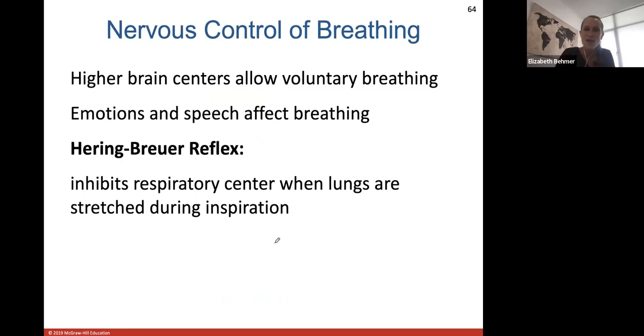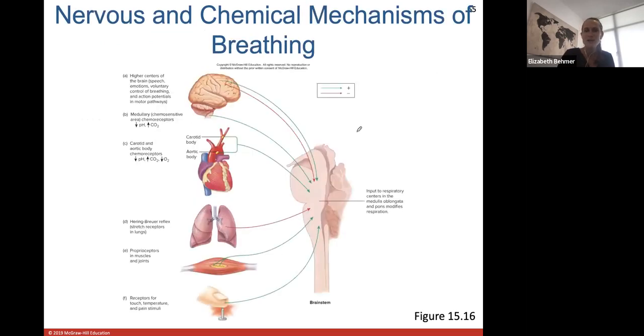More nervous control of breathing, that you have a higher brain center that allows for voluntary breathing so that you can control and think about on your own. So when you want to hold your breath underwater, you can take that voluntary deep breath in. Emotions and speech can affect breathing. And we have what we call a Hering-Breuer reflex, where it inhibits the respiratory center when the lungs are stretched during inspiration. So this just goes on to show nervous and chemical mechanisms of breathing, how nervous control can affect your breathing rate, chemical control can affect your breathing rate.